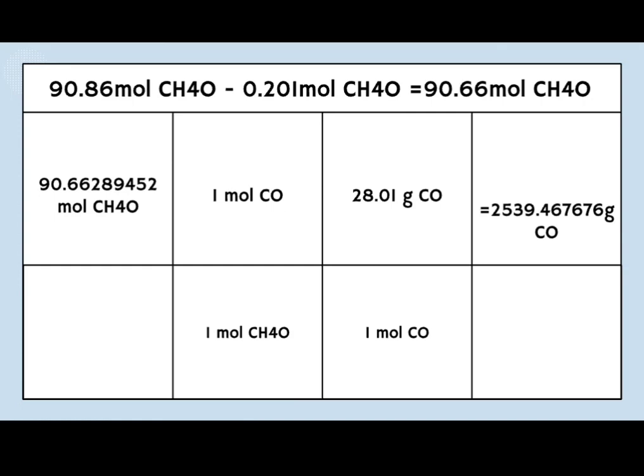Using this number, you will multiply by the mole of carbon monoxide over the mole of methanol, then multiply by the molecular mass of carbon monoxide over the mole of carbon monoxide, to find the excess reactant of carbon monoxide. Once you have completed this conversion, you should get 2,539.467676 grams of carbon monoxide.